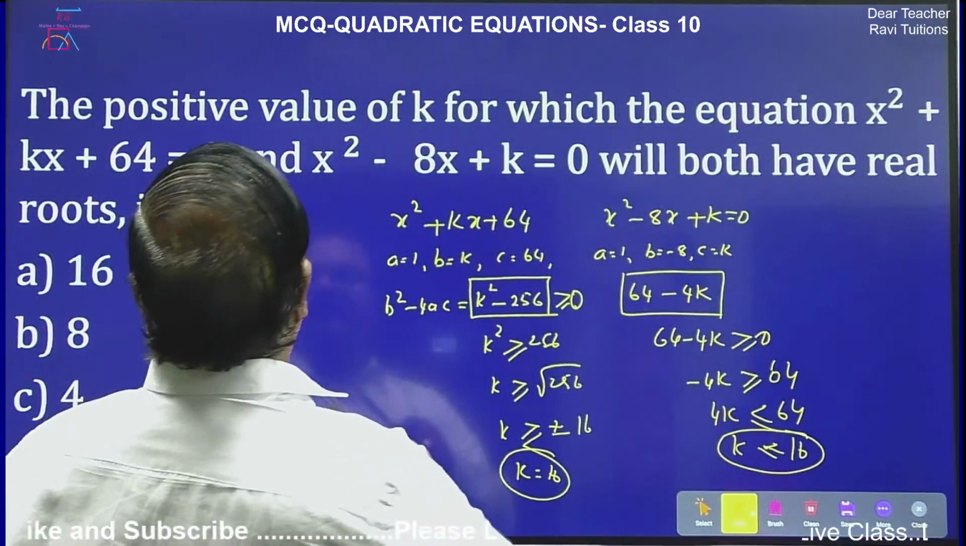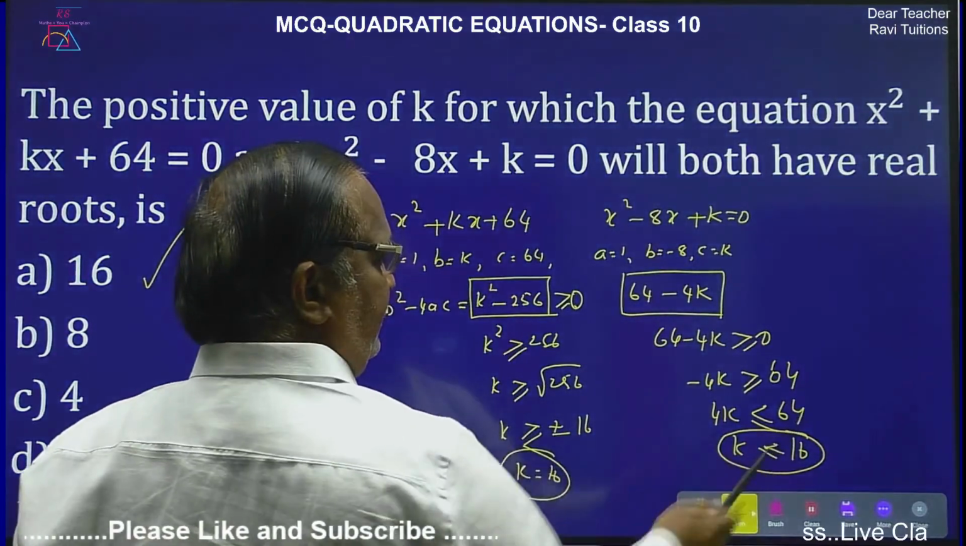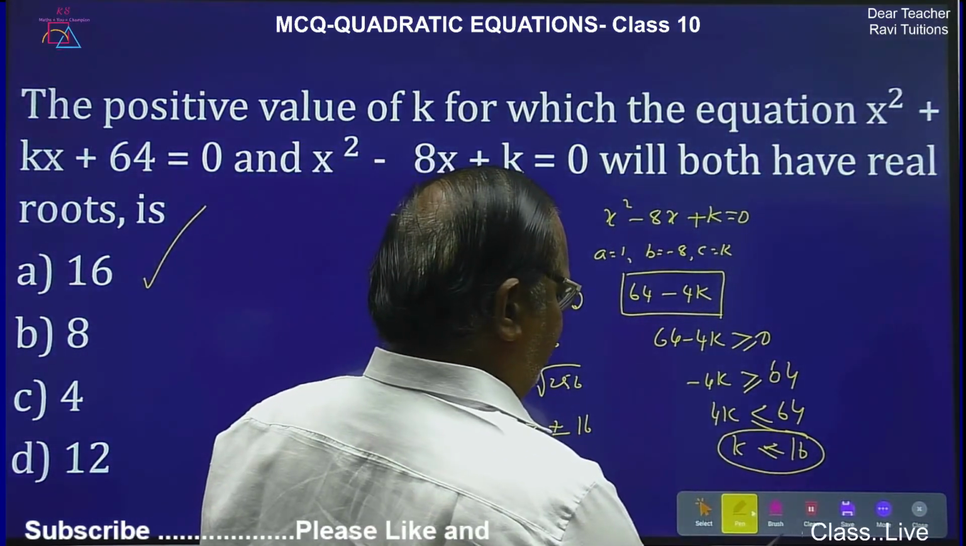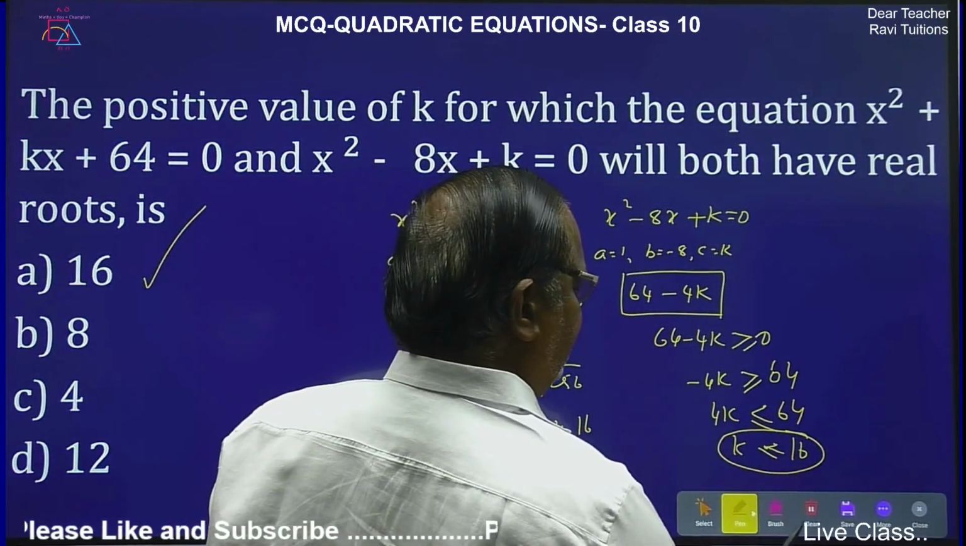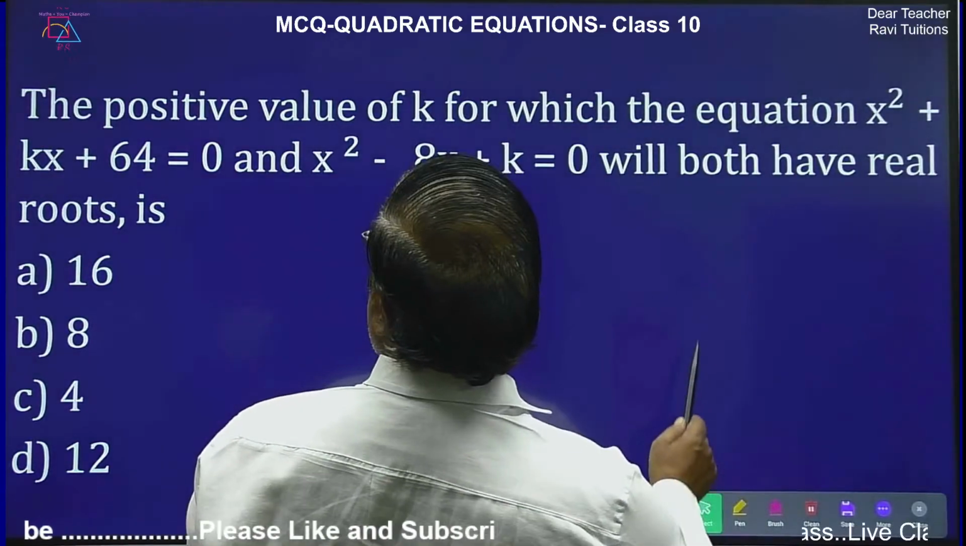So in both the cases we got the same k, therefore k is equal to 16. Okay, k is equal to 16. Let us go to another question.